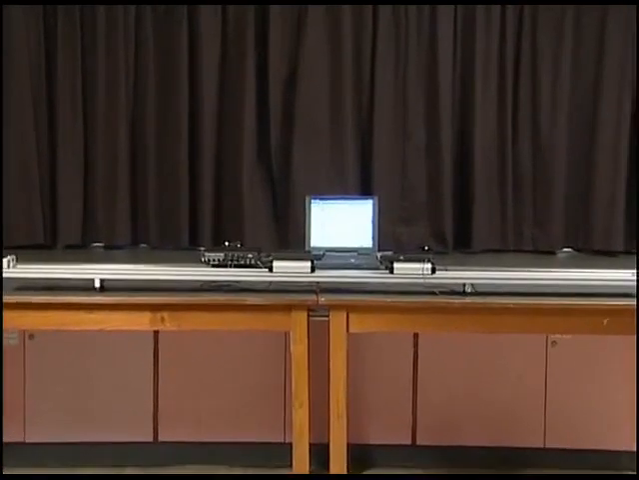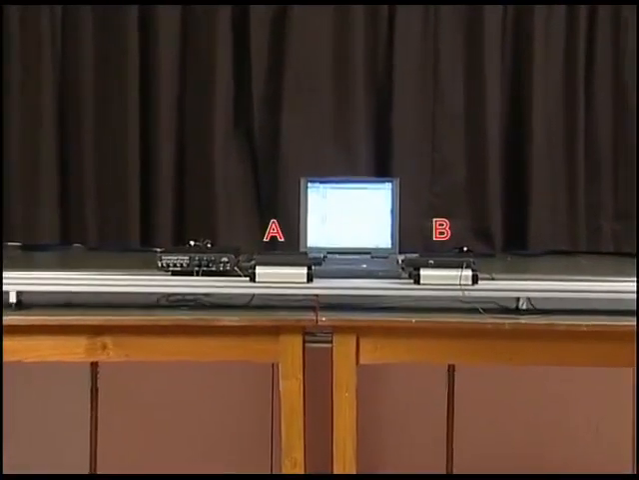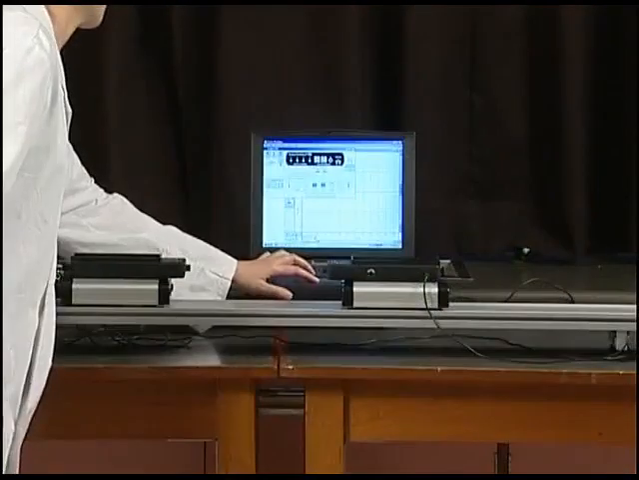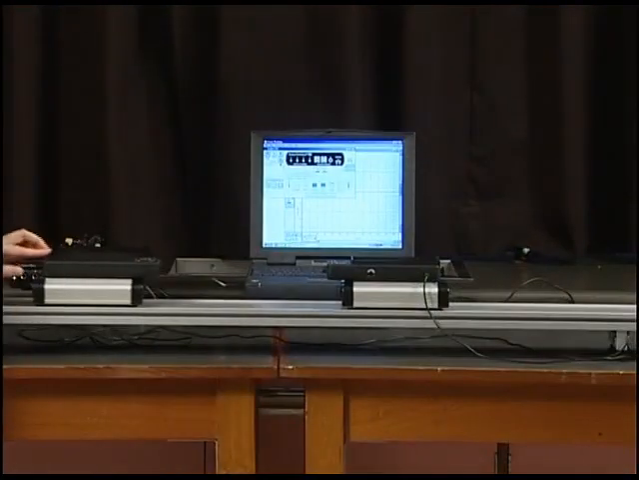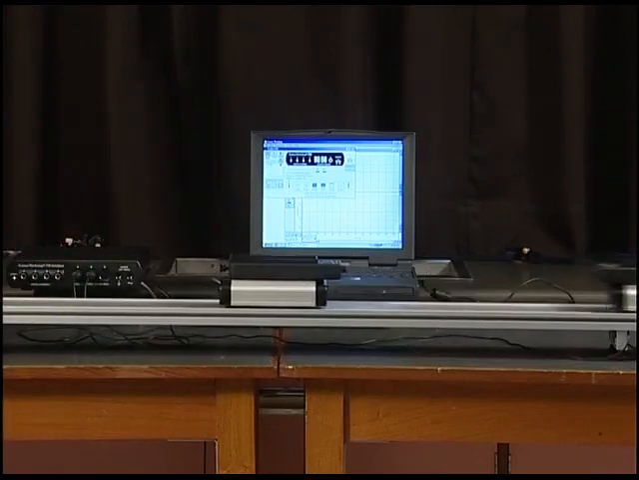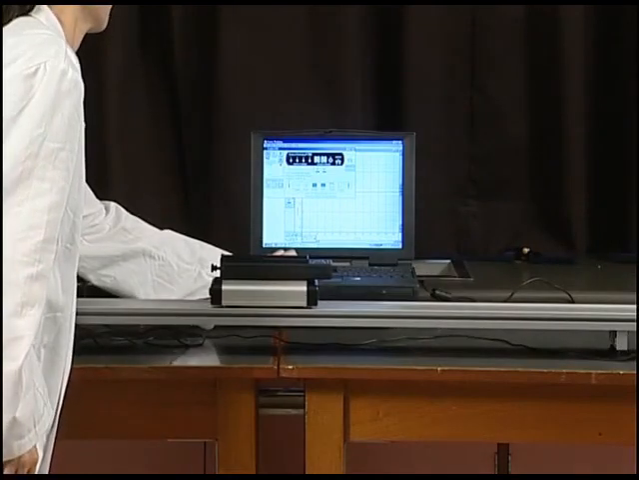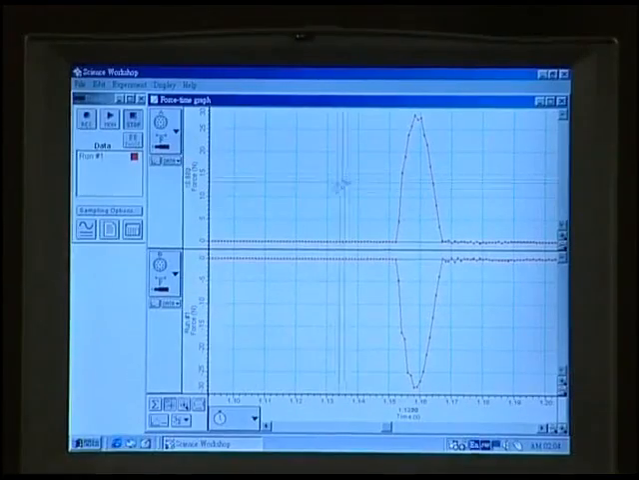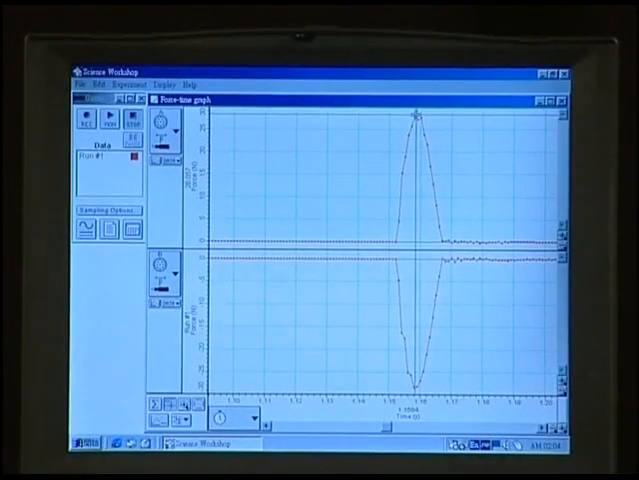Set up the apparatus as shown. Place two force sensors on trolley A and B. Start data logging. Give a sharp push to trolley A so that it collides with the stationary trolley B. Note and save the force time graphs obtained.